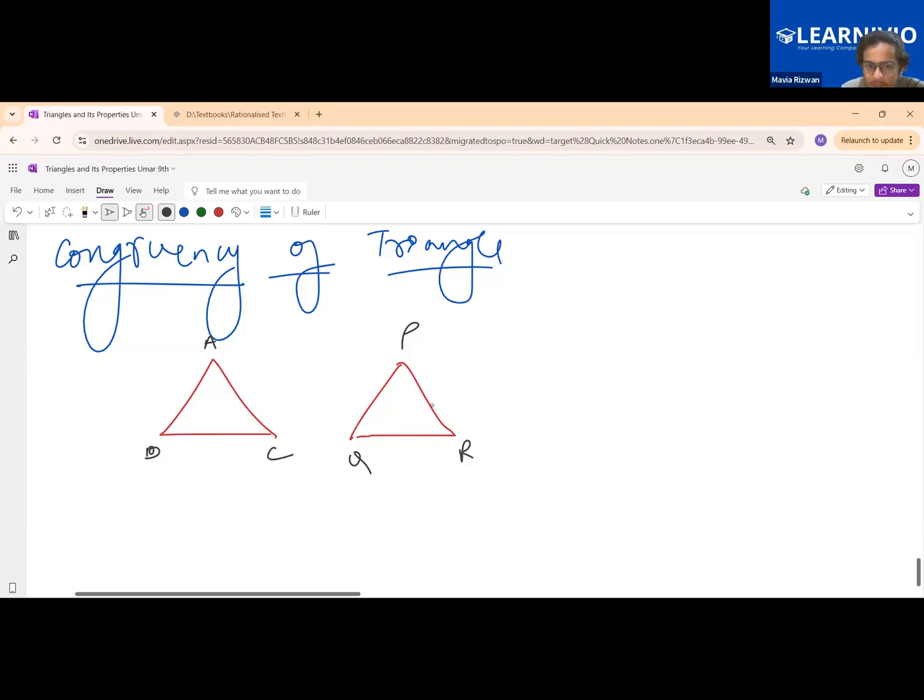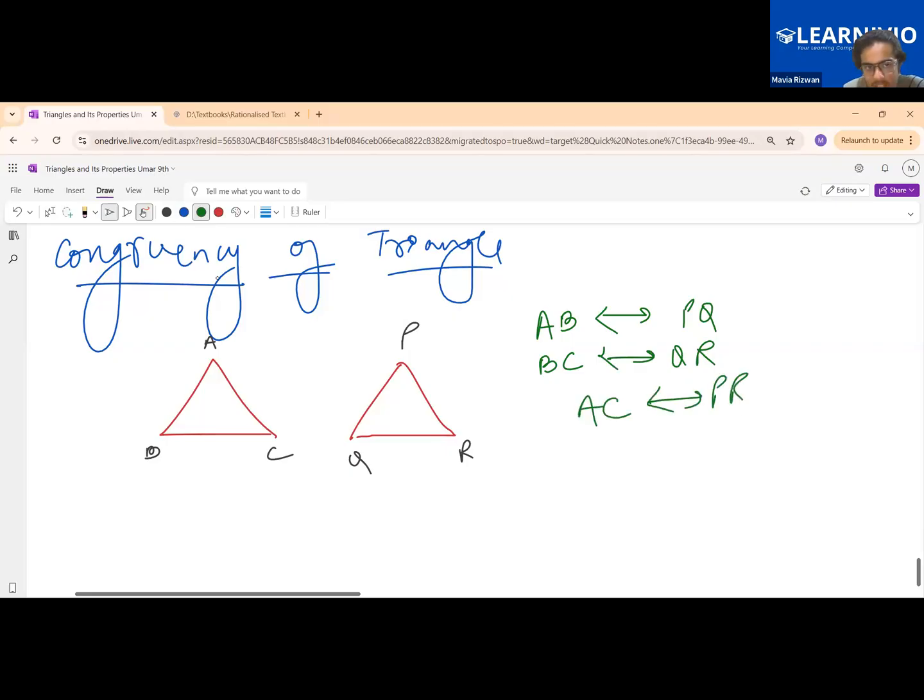Now in congruent triangles, Umar, sides are equal. So AB is equal to PQ, BC is equal to QR, and AC is equal to PR. Now, if you write CA, then you have to write RP. This is very important. So AC is equal to PR.